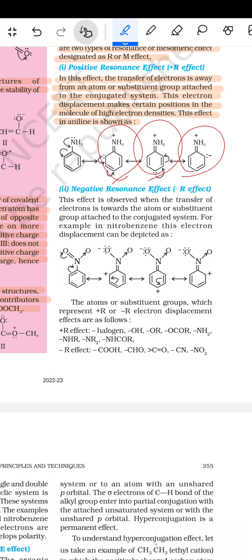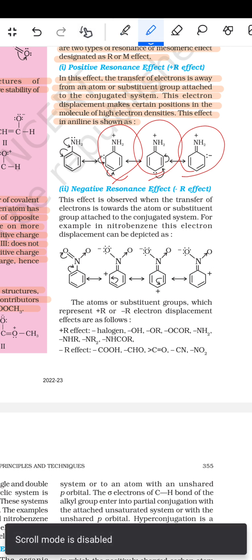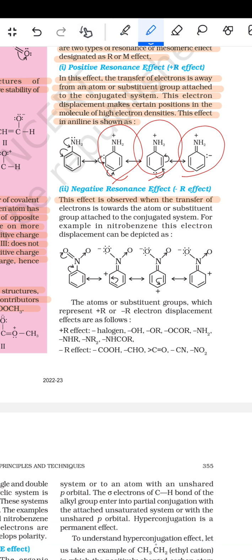Then comes the negative resonance effect, minus R effect. This effect is observed when the transfer of electrons is towards the atom or substituent group attached to the conjugated system. For example, in nitrobenzene, this electron displacement can be depicted as follows. In nitrobenzene it is happening in this direction, that is, it is going towards, so the electron density on N here or on O here is increasing.